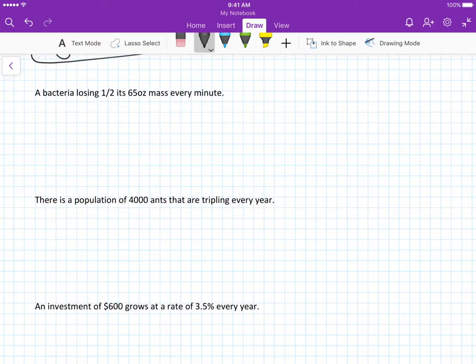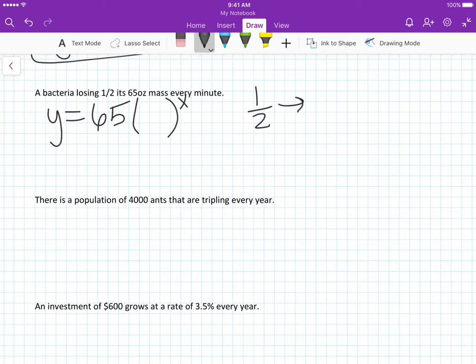Moving on. A bacteria losing half of its 65-ounce mass every minute. Okay, well, again, I see that 65 is my starting value, so that goes first. It's going to be multiplied by my growth rate to the x power. But in this case, I'm a little more confused. A bacteria losing half of its mass. Well, I know that half is like 50%. And I'm trying to think of my multiplier here. Well, it's going to go down. It's like dividing by 2.